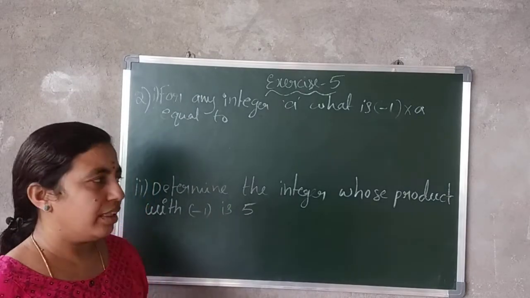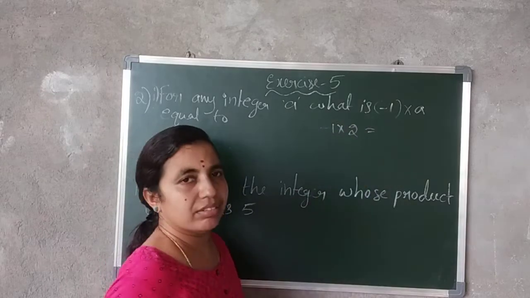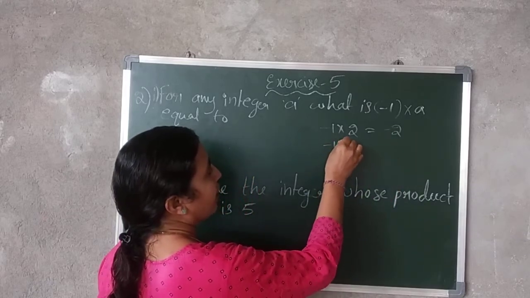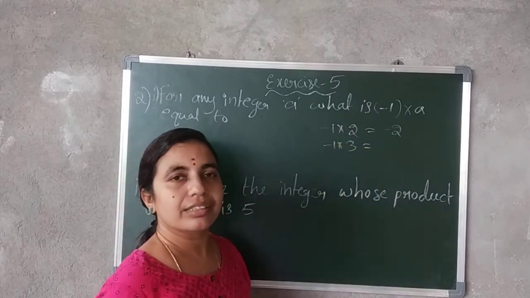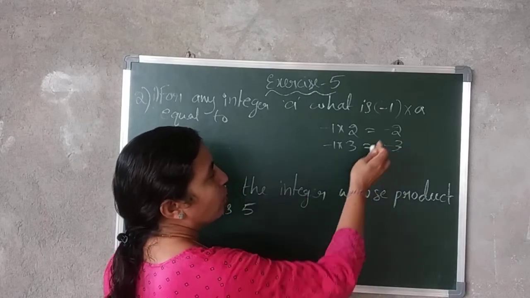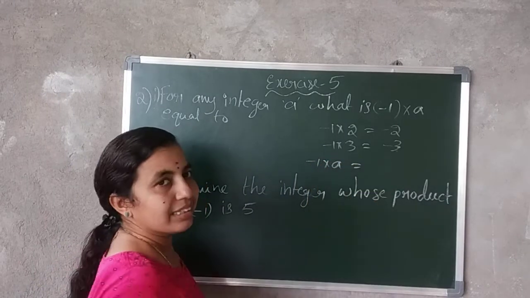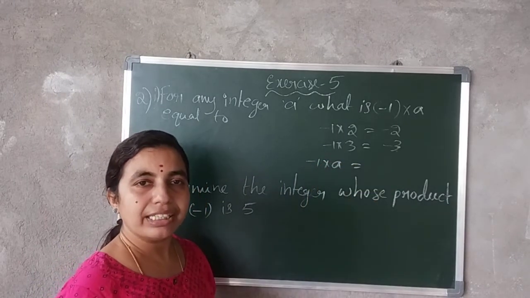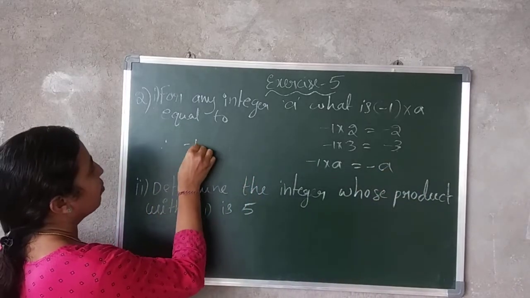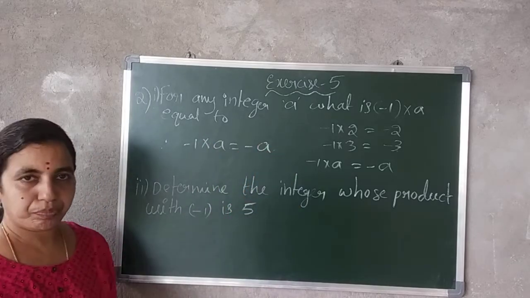Now for that, if you observe, minus 1 into 2, what is the answer? Minus 2. Minus 1 into 3, what is the answer? Minus 3. Now same like that, minus 1 into a, what will be the answer? Minus 1 into a is nothing but minus a. Therefore minus 1 into a is minus a.